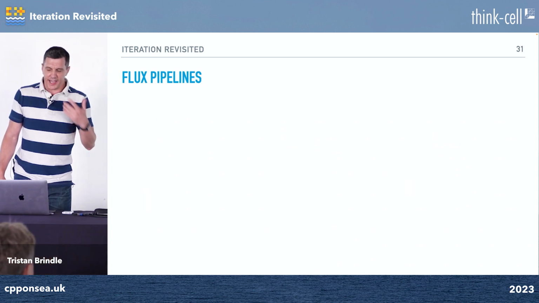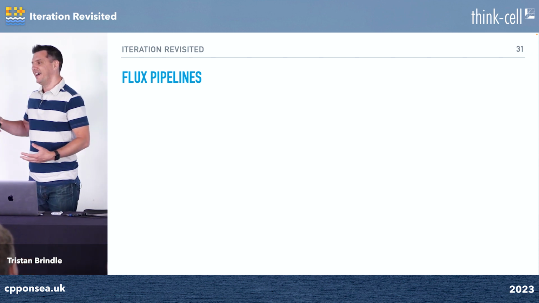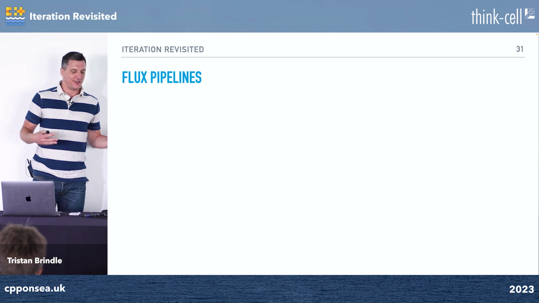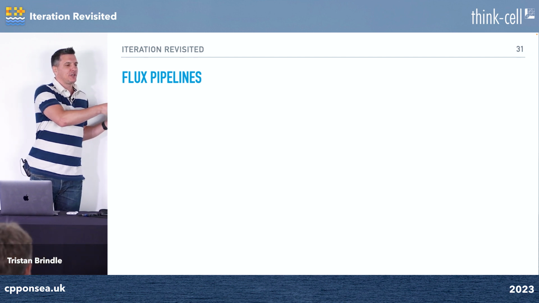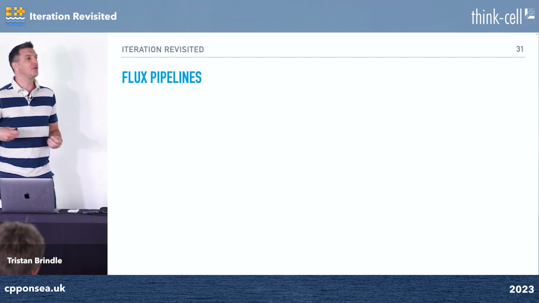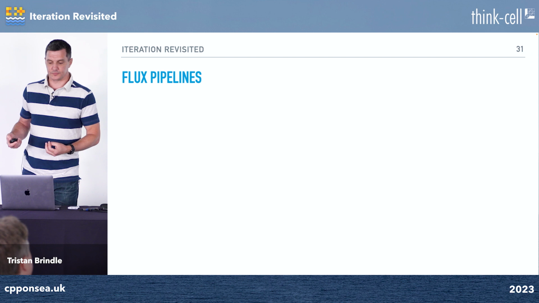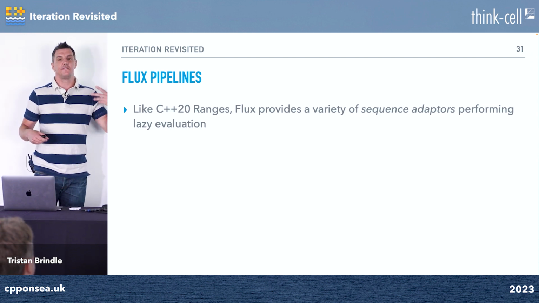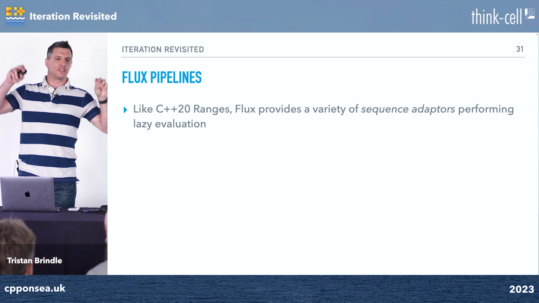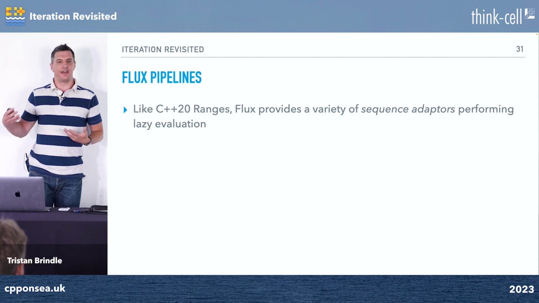Okay, so if you've seen any of my talks in the past, you'll know I'm a really big fan of C++20 ranges stuff, all these views, all these range adapters. Implementing the C++98 equivalent algorithms is all very nice, but I wanted to go further. I wanted to be able to do all of the things you can do with C++20 ranges in Flux. So like C++20 ranges, Flux has a variety of sequence adapters, equivalent to range adapters, or views as people call them. In Flux, we have sequence adapters that perform lazy evaluation.